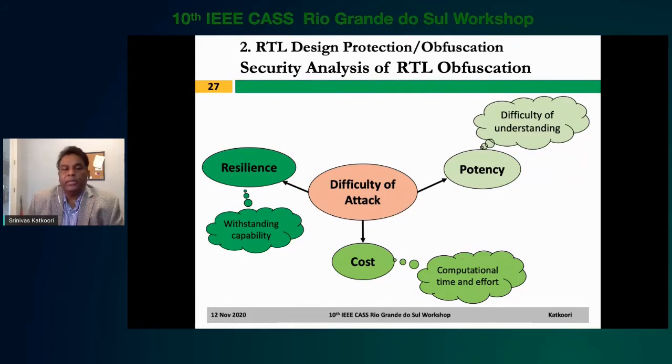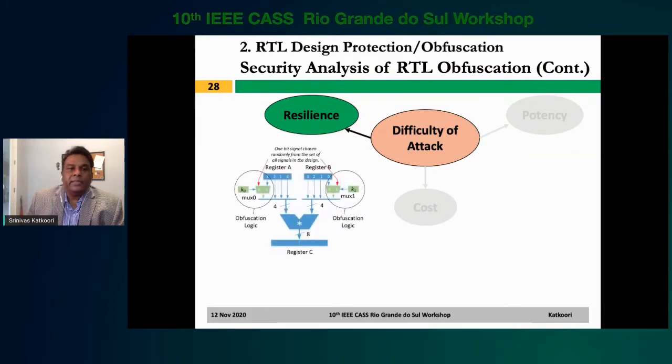So any security that we are going to introduce in a design, we want to make sure that it cannot be easily broken. Okay, so what is the resilience, like what is the withstanding capability, and what is the potency of this technique? Obviously the harder the design, the harder the hacker would have to attack the design. And then what is the cost, right? We don't want to pay too much cost for the security, because design security is really a secondary thing, right? So we don't want to have too much overhead.